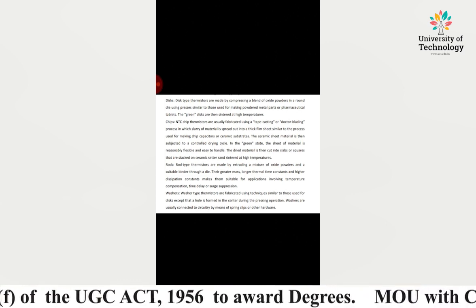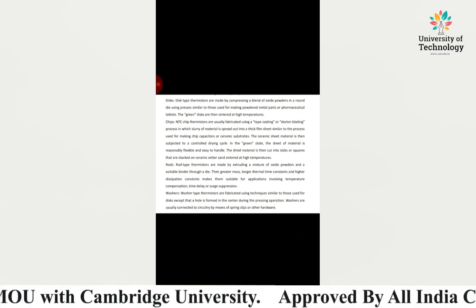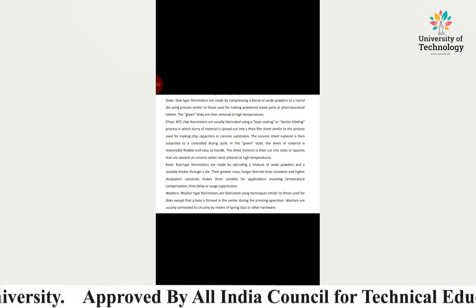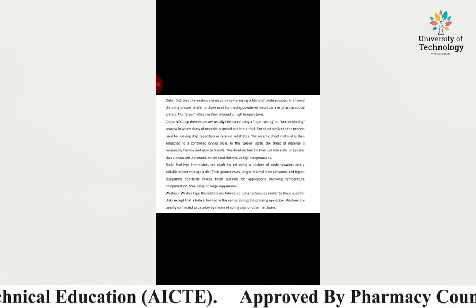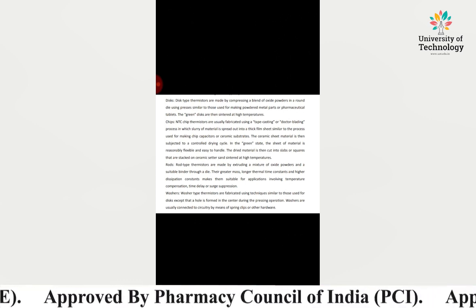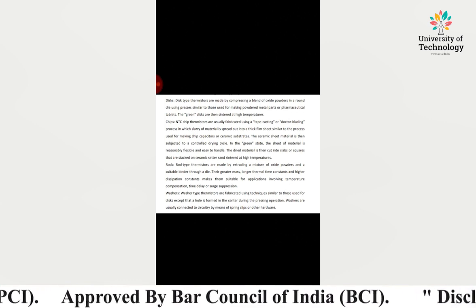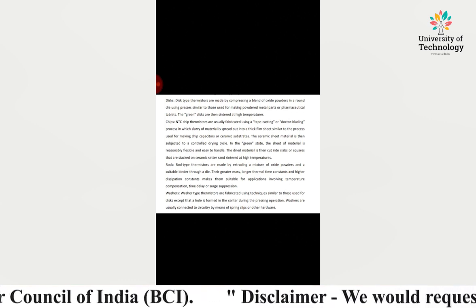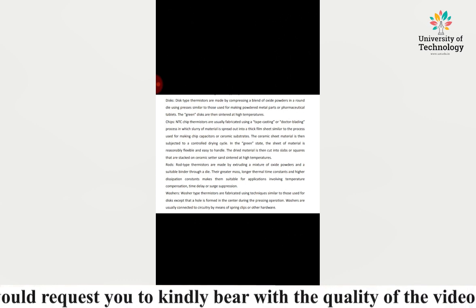In the disc type thermistors, they are made by compressing a blend of oxide powder in a round die using presses similar to those used for making powdered metal parts or pharmaceutical tablets. The green discs are then sintered at high temperatures.